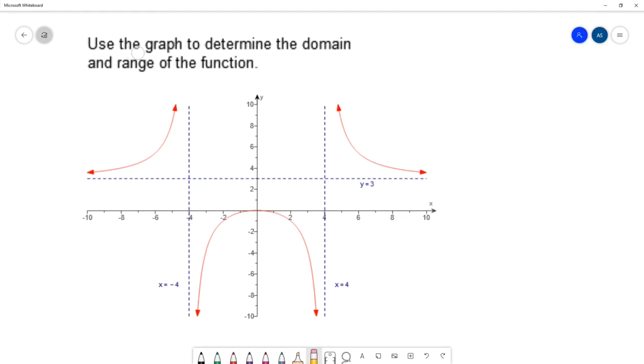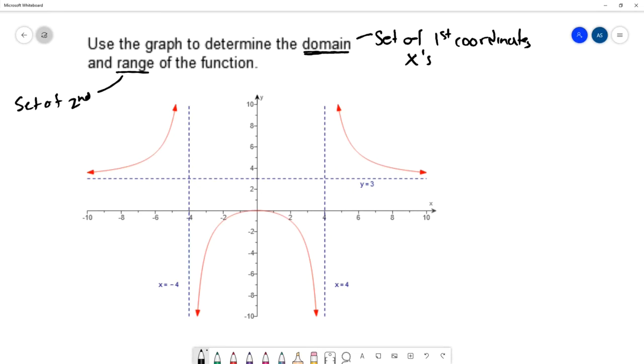So on this question, we're given a graph, so you can see this picture here, and we want to determine the domain and range of the function. So before we look at that picture, let's just remind ourselves: domain is going to be the set of first coordinates, the x's, and the range is going to be the set of second coordinates, or the y's.